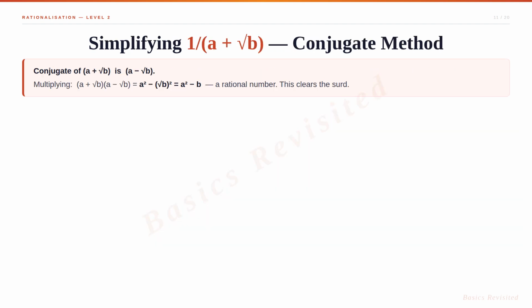To rationalize 1 over a plus root b, we use the conjugate. The conjugate of a plus root b is a minus root b. When multiplied together, they give a squared minus b, a rational number.